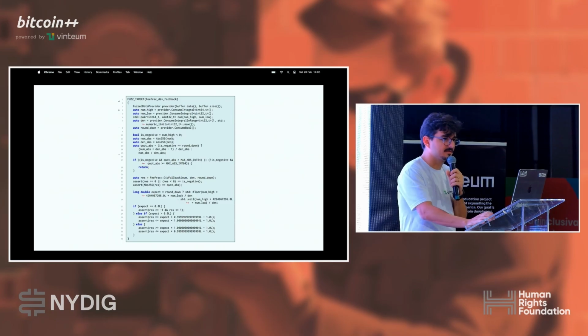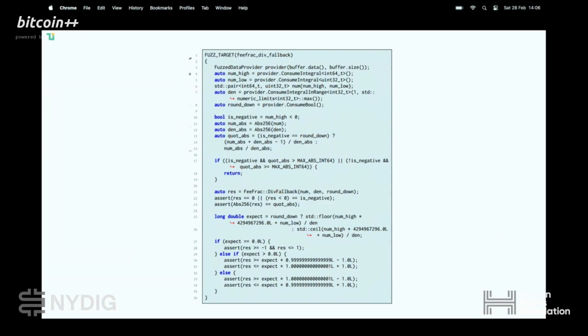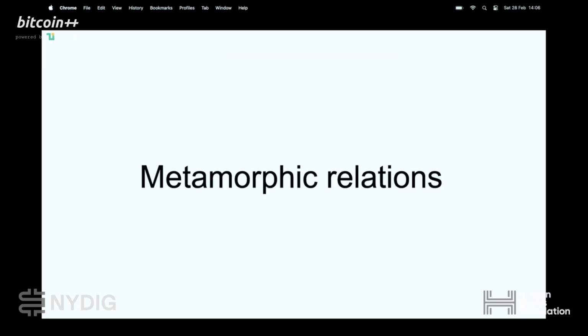The third thing, and I think one of the most important ones, is metamorphic relations. So what is a metamorphic relation? A metamorphic relation is when you can assert relationships between multiple inputs and their outputs. I can show you a super dumb example.